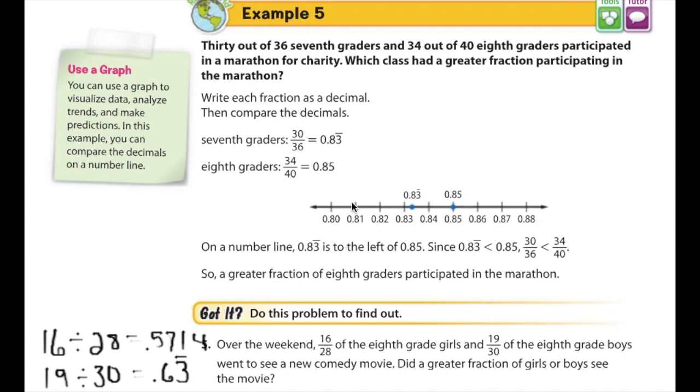So 0.63 repeating is bigger, so 19/30 is larger than 16/28. So the question of did a greater fraction of girls or boys see the movie? The greater fraction is 19/30, so the answer is boys.